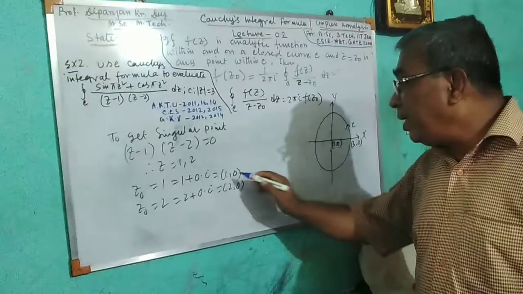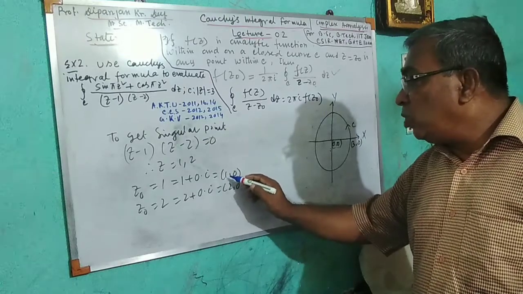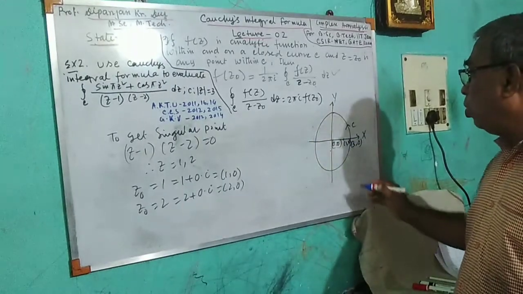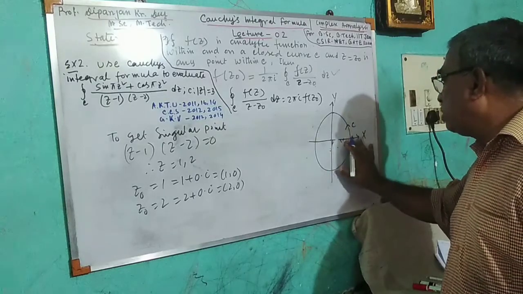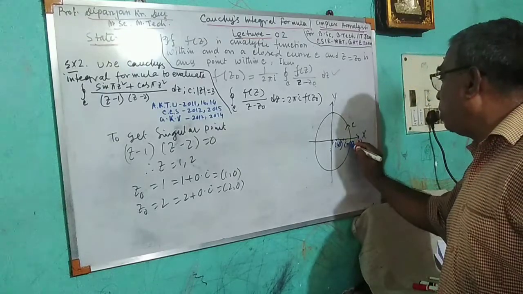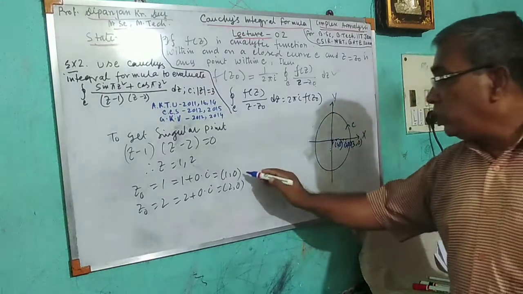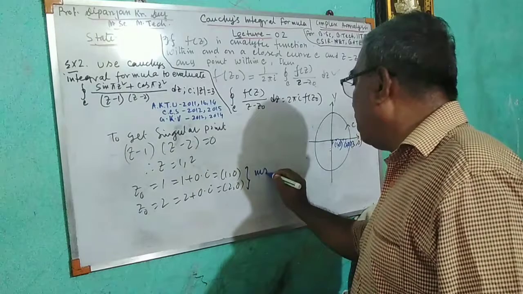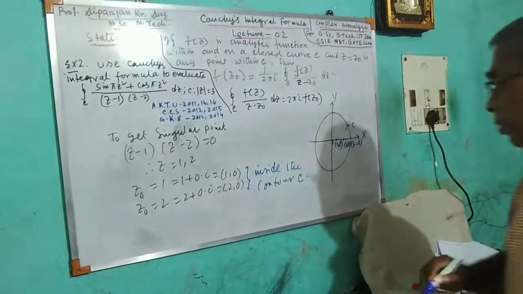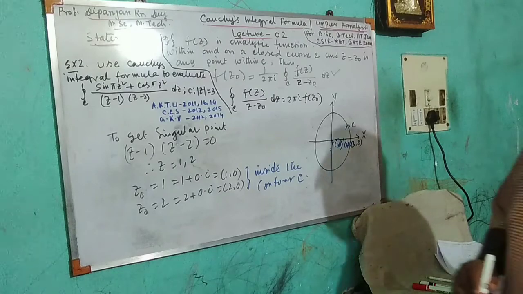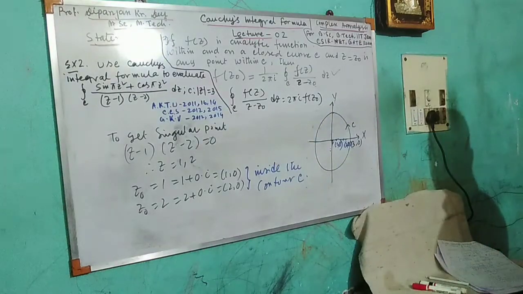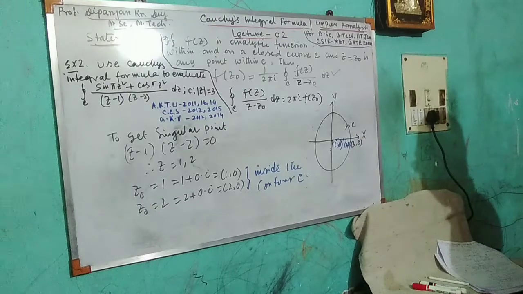But here, you see, z0, that is the singular point, this is 1 comma 0, and this point is 2 comma 0. This is the center. Once again I am writing clearly, this point is 1 comma 0 and this point is 2 comma 0. So both the points, that is (1, 0) and (2, 0), are inside the circle, inside the contour C, both. So we can apply Cauchy's integral formula. Okay, Cauchy's integral formula.